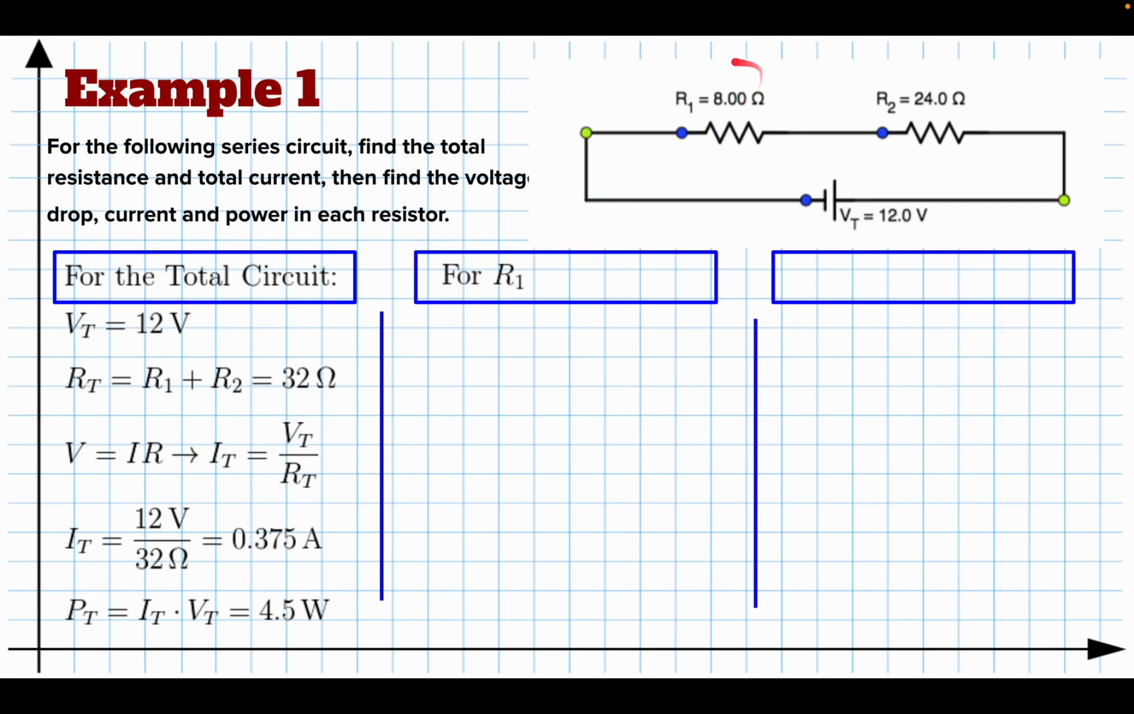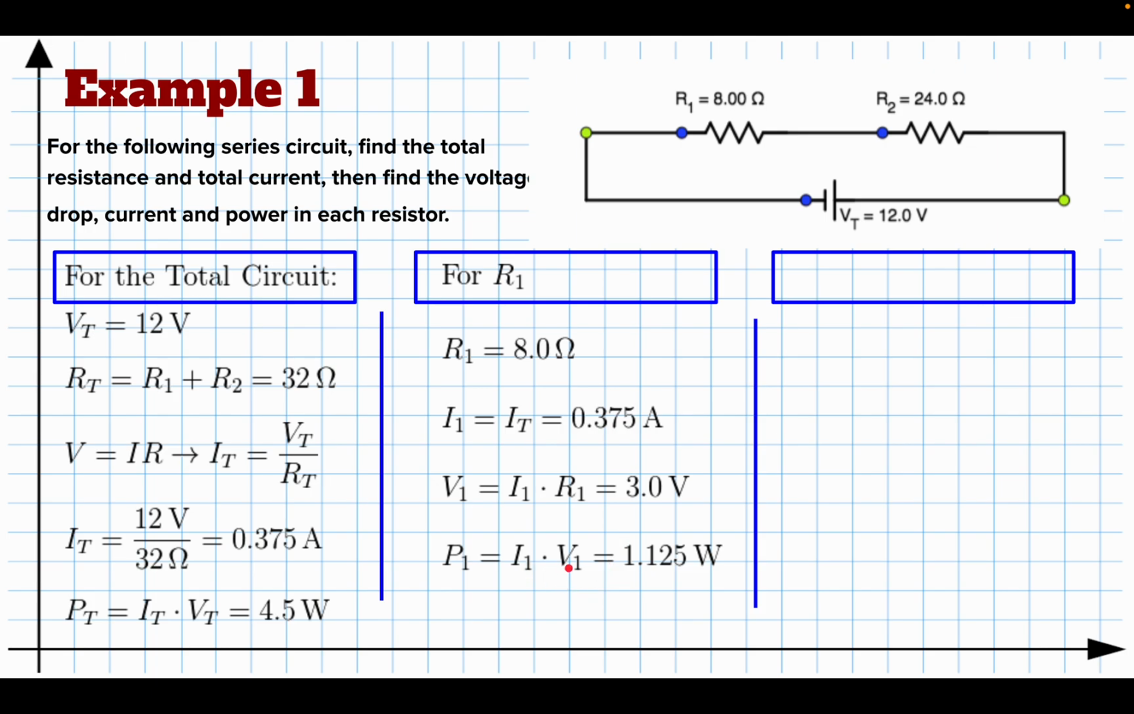For R1, that's this one right here, the resistance is 8 ohms. That's given in the problem. We also know that the current, I1, is the same as I total, which is 0.375. If we know the resistance of 1 and the current in 1, we can find the voltage in 1 using Ohm's law, V equals IR. This is what I mean by applying it to just part of the circuit. You can apply Ohm's law to resistor 1. Multiplying I1, 0.375, and R1, which is 8, you get 3 volts. You can also find the power. It's I1 times V1, which when you plug it in is 1.125 watts.